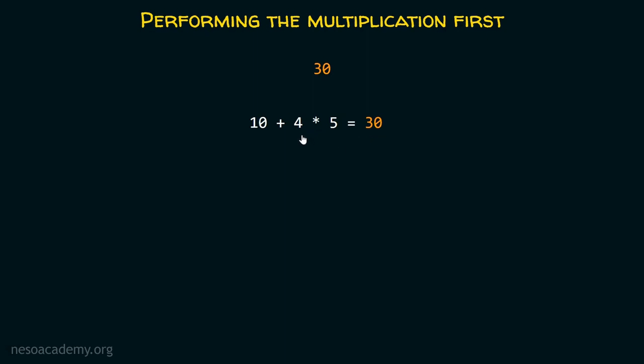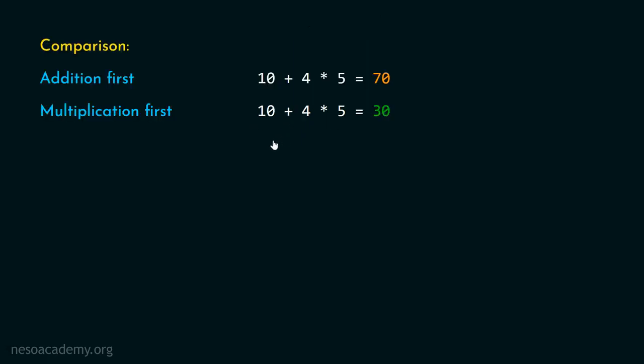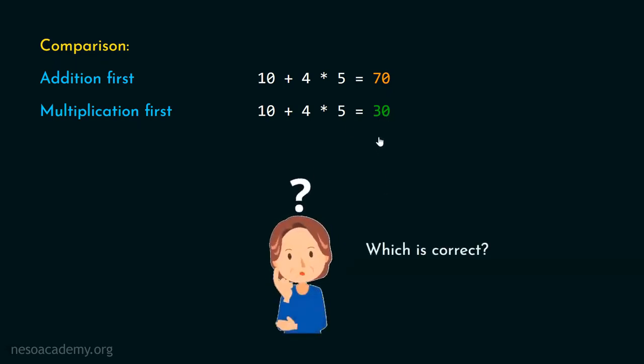This is the main problem. That's why it is important to decide the order of operations. It is very important to decide which operation is to be evaluated first, because you can see the drastic difference over here. If we perform multiplication first, we get the result 30, but if we perform addition first, we get 70. You can see the comparison between addition first and multiplication first. The main question is, which is correct? Now there must be some rule, something defined that will actually solve this type of problem, right?